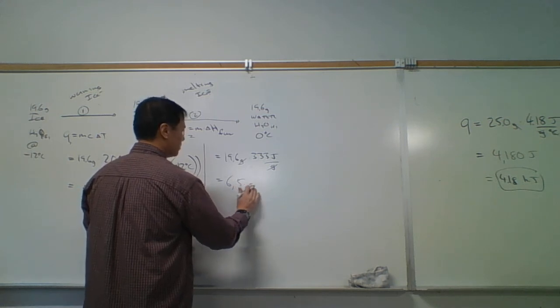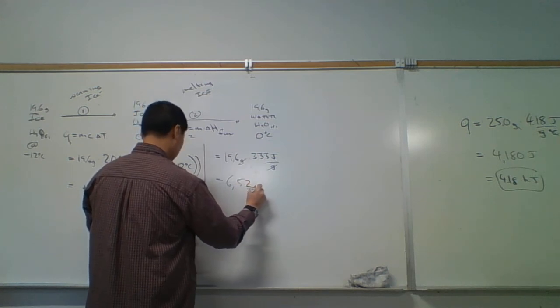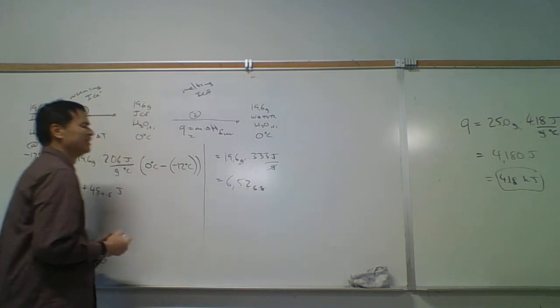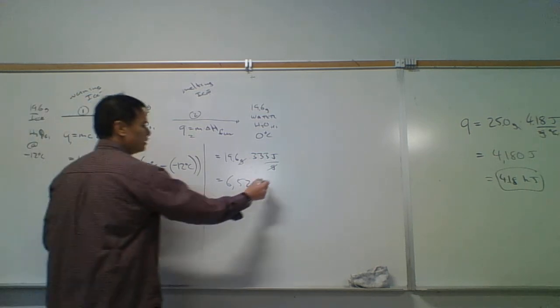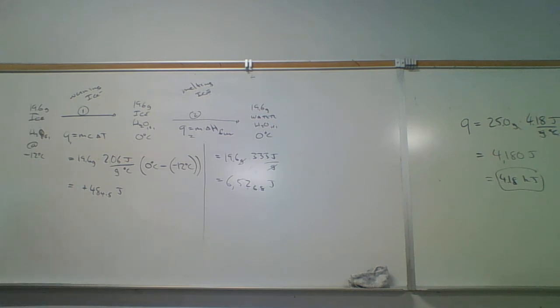Actually, I'm allowed 3 sig figs in this calculation. 6,526.8, but I'm going to carry one extra decimal place there. Joules. So it took a lot more energy to melt it, you see, than to warm up. For Q2.